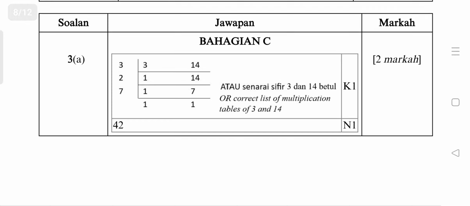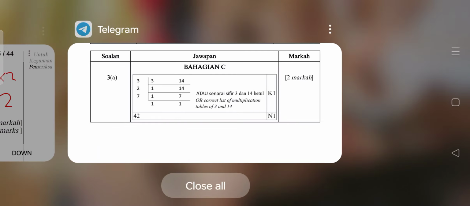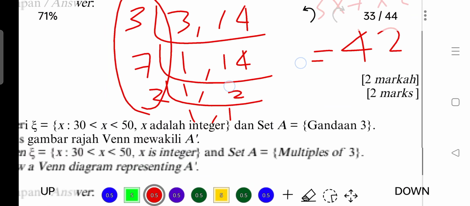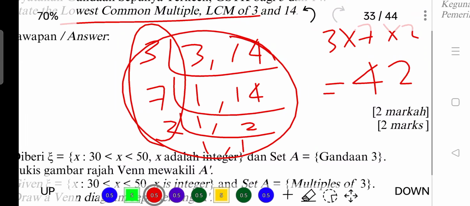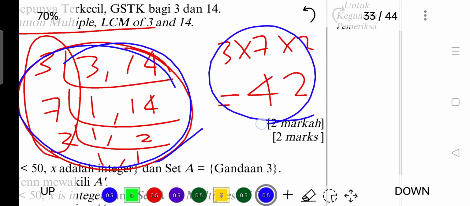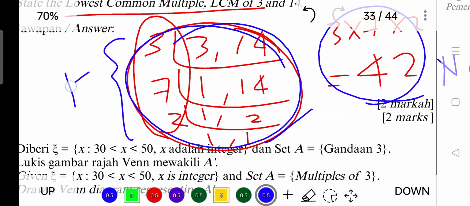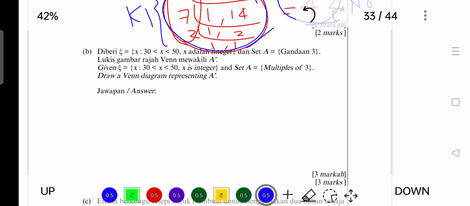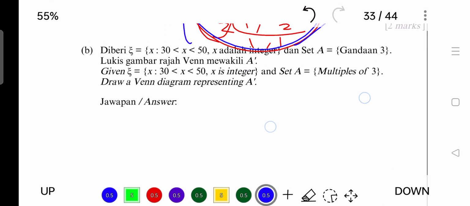Yeah, you can actually use any method. You are eligible to get K1, and the final answer that you give is N1. Let's say you just did this. Many students, when I checked their answers in the previous time, are very good at doing this, but they will always forget to do this, so you get N0. But because you have this, you are still eligible for K1. Okay, take note of what you're doing, don't waste your marks.